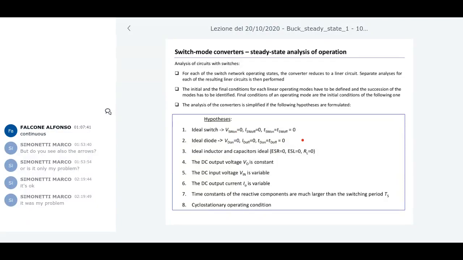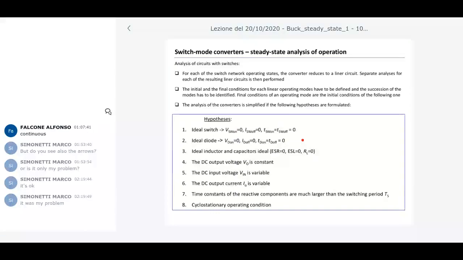Ideal switches means that when the switch is on, the voltage drop across the switch is zero. When the switch is off, the current flowing through the switch is zero. So they act respectively as short circuits when they are on and open circuits when they are off.